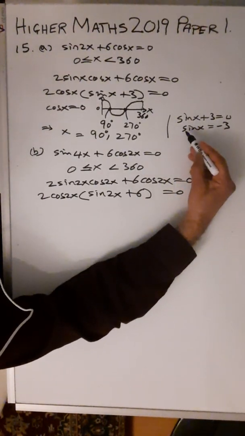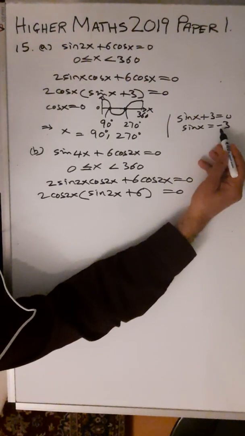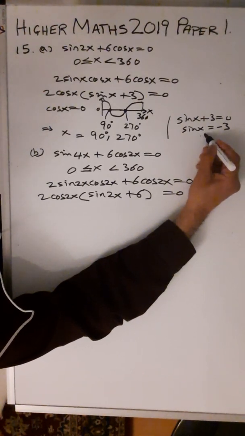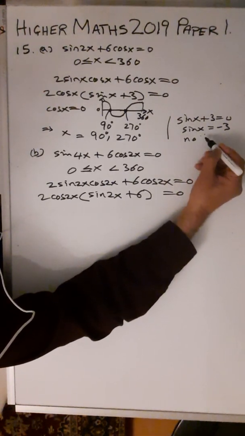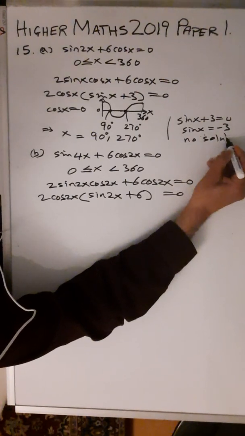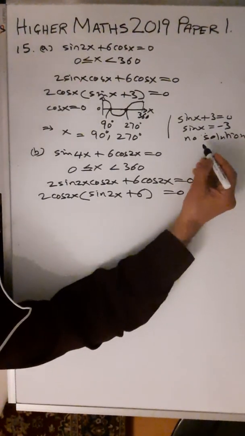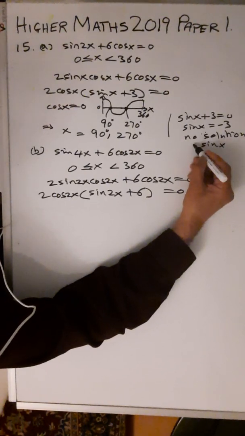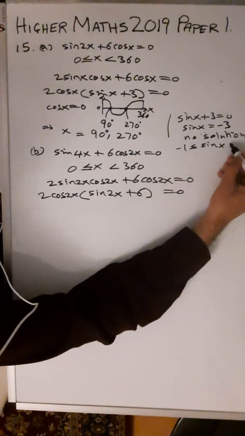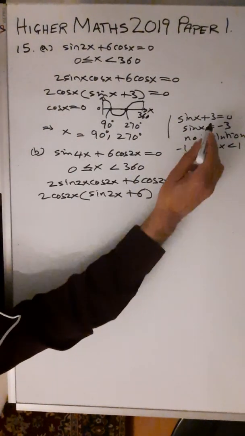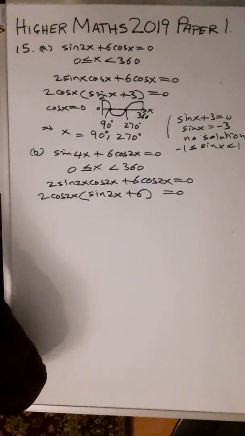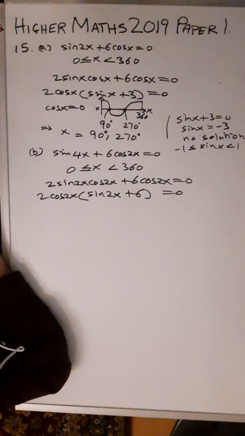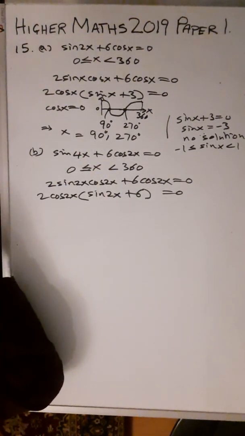The sine curve has an amplitude of 1, so there are no solutions, as sine x is greater than or equal to minus 1 and less than or equal to 1. So there is no solution at sine x equaling minus 3. The only solutions are in the first bit, where cos x equals 0 and then x is equal to 90 degrees or 270 degrees.